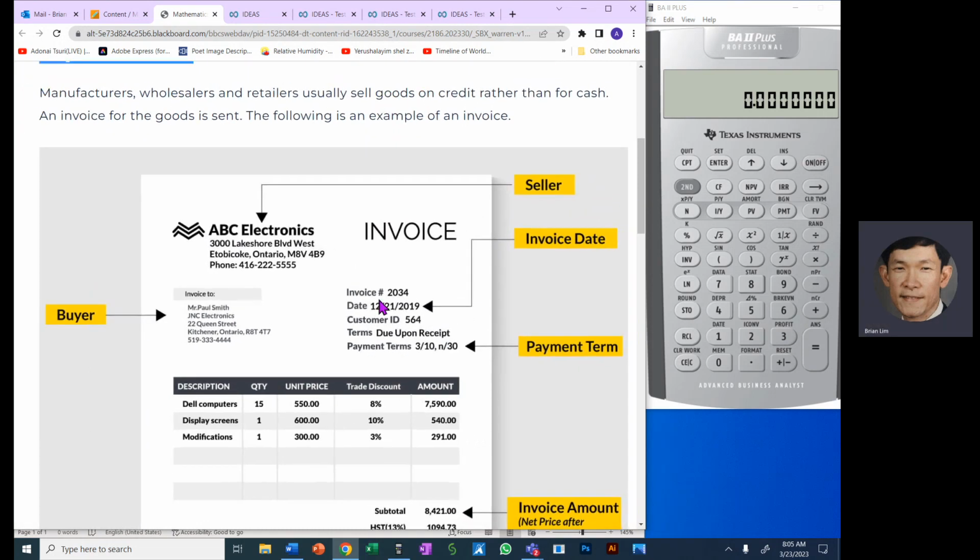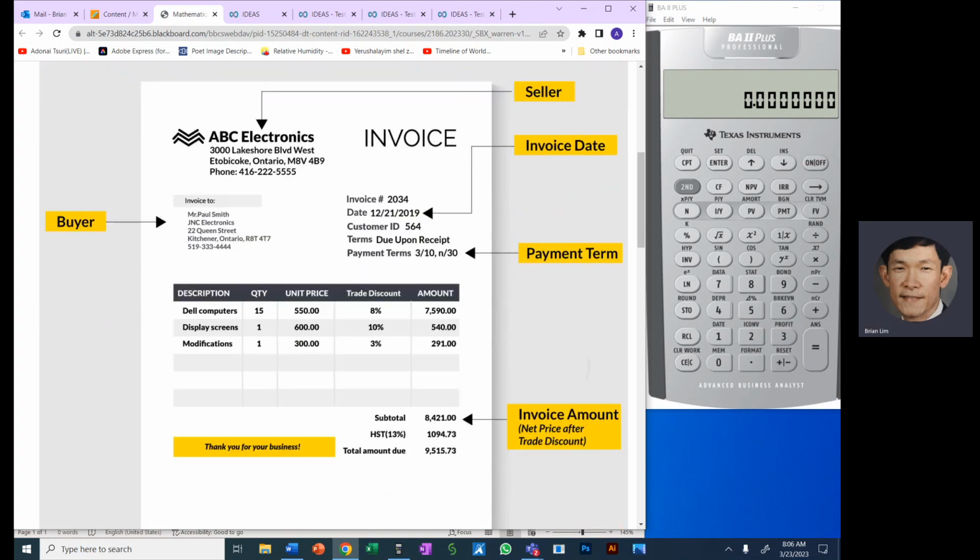All right, so these callouts are identifying the various parts. There is seller, there is buyer. There is the invoice date, 21st of December, 2019. And of course, customer ID, and these are the payment terms or terms. Okay, 3, 10, and 30. You will find out what those mean very shortly.